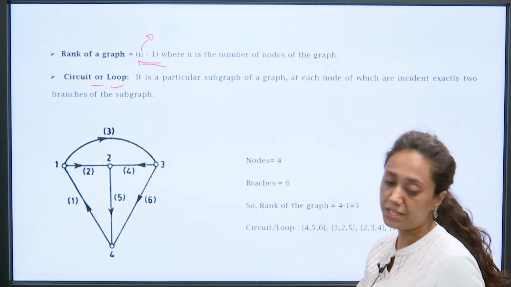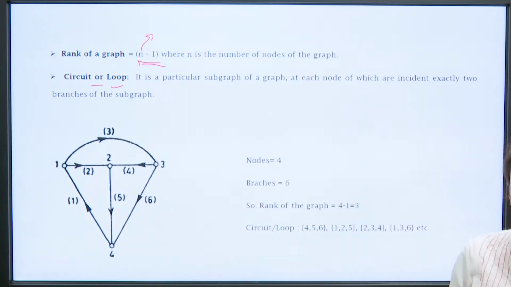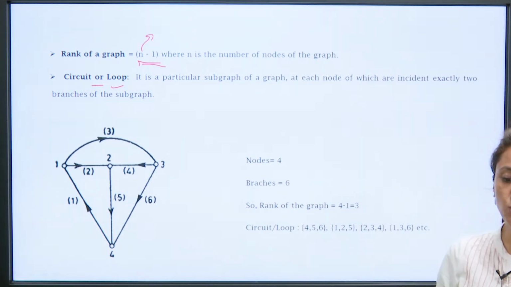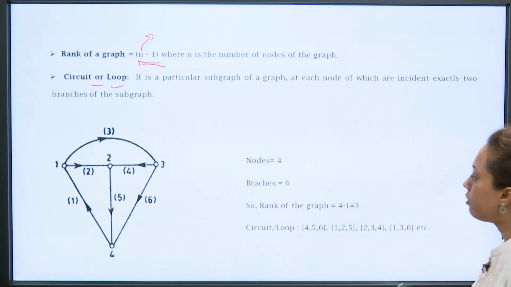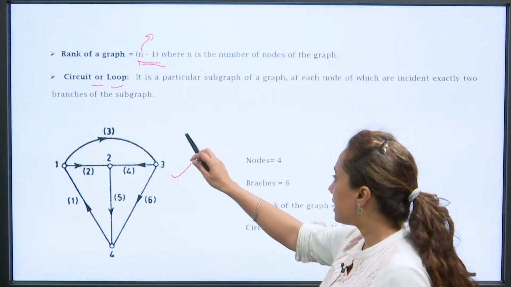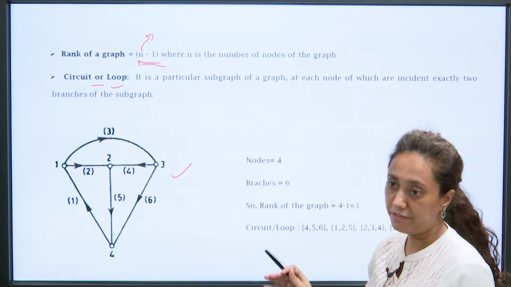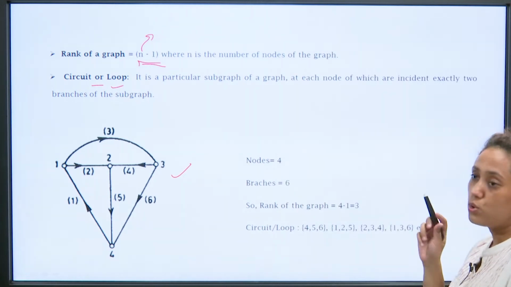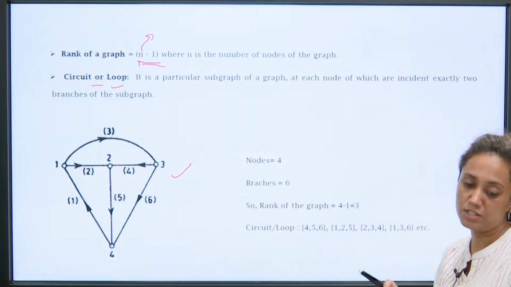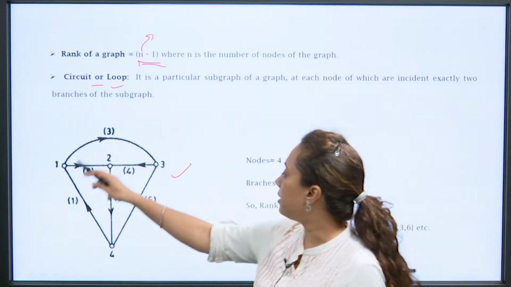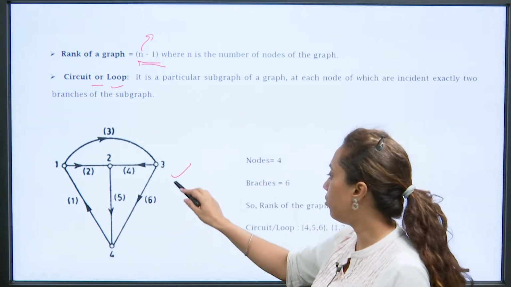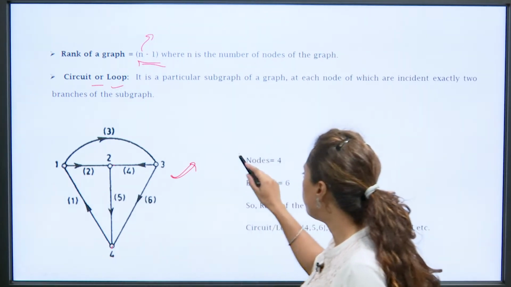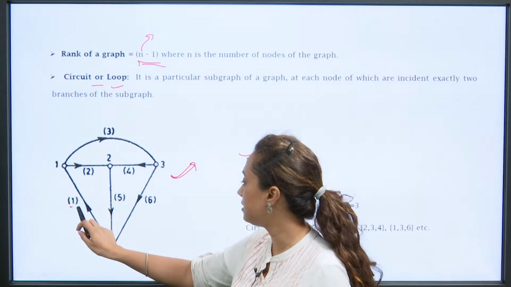What is the circuit or the loop? It is a particular subgraph of a graph at each node of which are incident exactly 2 branches of the subgraph, right. So for example, it is saying that it is a particular subgraph of a graph, it is just a subset of a graph. At each node there are only 2 incident branches of the subgraph, right. So for example, this is the previous example only which we have taken. Here there are 1, 2, 3, 4 nodes and the branches are shown by this kind of thing.